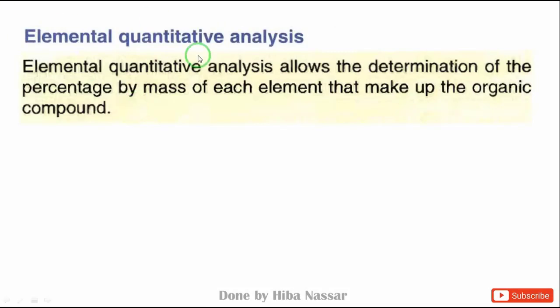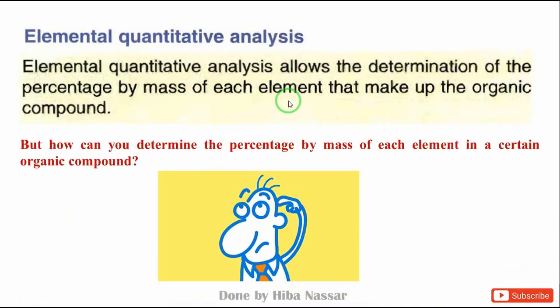We already discussed what is the difference between elemental quantitative analysis and the elemental qualitative analysis. We said that for the elemental quantitative analysis, it allows the determination of the percentage by mass of each element that make up the organic compound. But how can you determine the percentage by mass of each element in a certain organic compound?